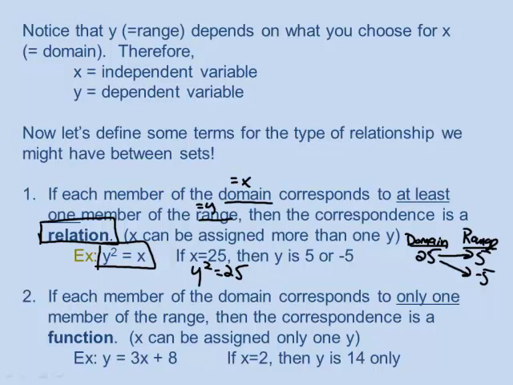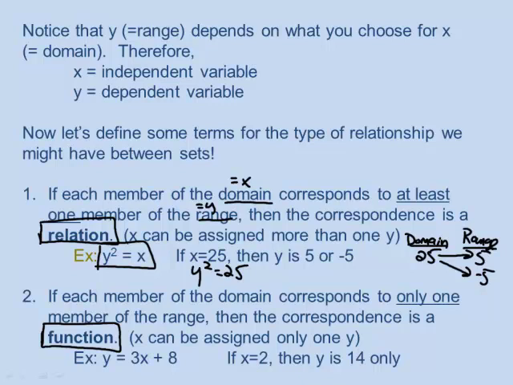The second type of relationship is defined like this. If each member of the domain corresponds to only one member of the range, then the correspondence is said to be a function. So a function is a special type of relation. It's like a subset, and it has stricter rules. The rule is, for a function, x can be assigned only one y.